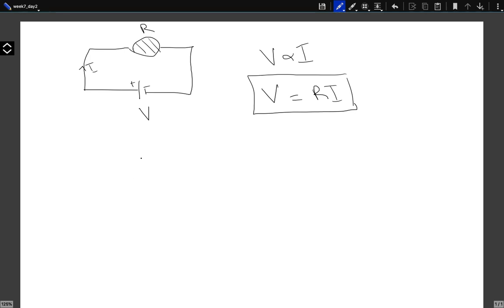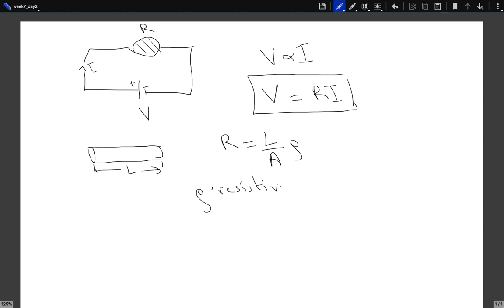Now, in general, you can have resistors of arbitrary shape, but usually we will be considering systems, materials made in the form of more or less a cylinder. And it is again experimentally known that this resistance is proportional to the length of the object and inversely proportional to the area of the object with a proportionality constant that we call rho. Rho is called the resistivity. And the inverse of rho is defined as the conductivity.